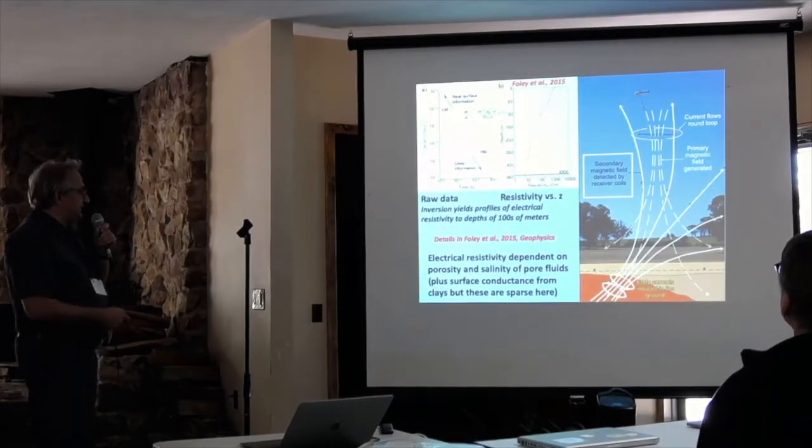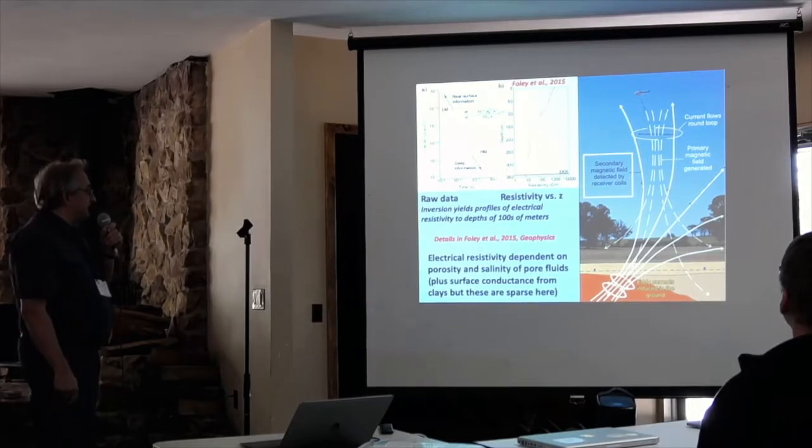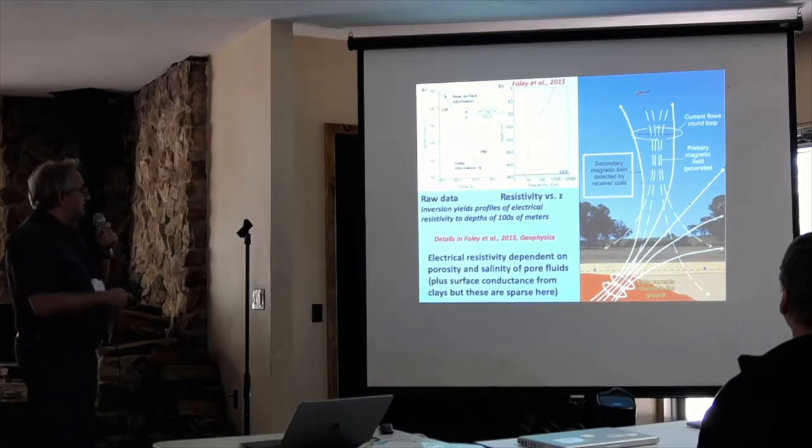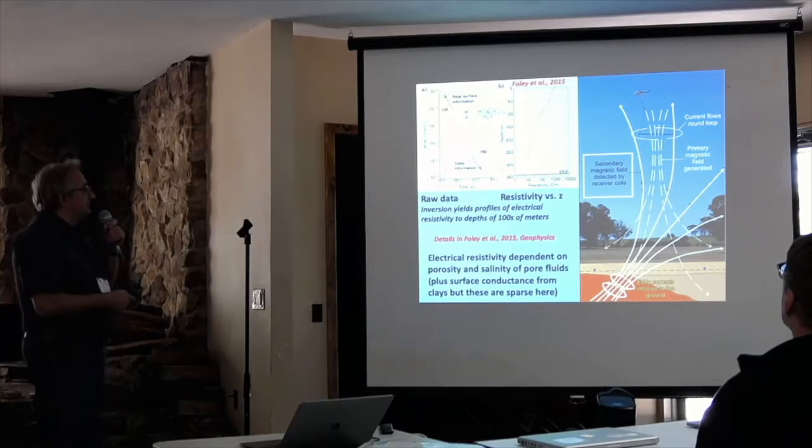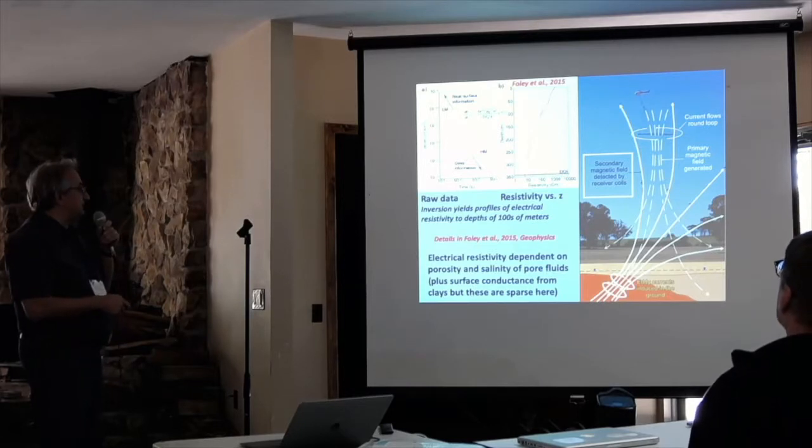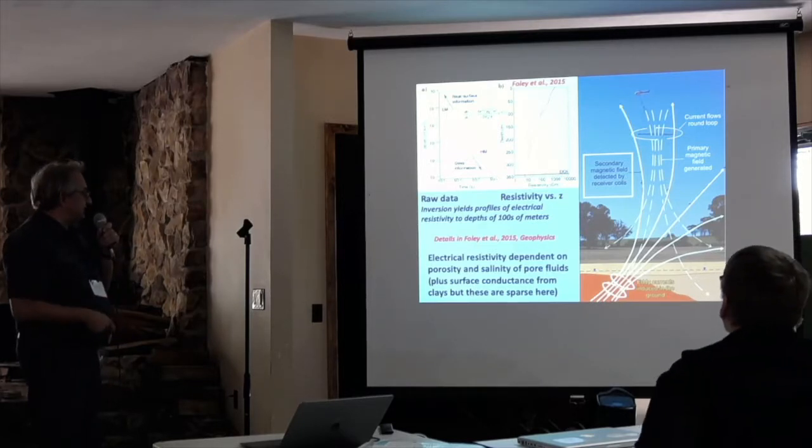So if you really want to find out about the technique and its applicability to polar regions, Neil Foley has a paper in Geophysics that goes over this technique. This is a figure from his paper, which shows the raw data, which is basically the dB/dt, the rate of decay of the magnetic field, plotted as a function of time. And then you take a fancy equation and use inverse techniques to convert this data into a profile of resistivity with depth, where time is a proxy for depth.